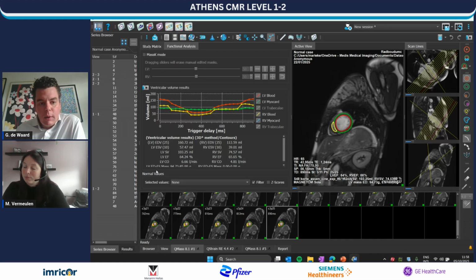Still, you have to do the qualitative assessment yourself at this point. In the future, maybe that will also change, but at least the quantitative part, the software can help you a lot.